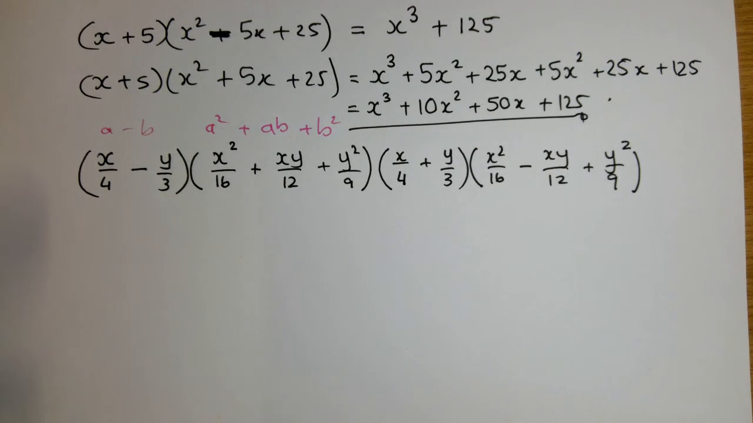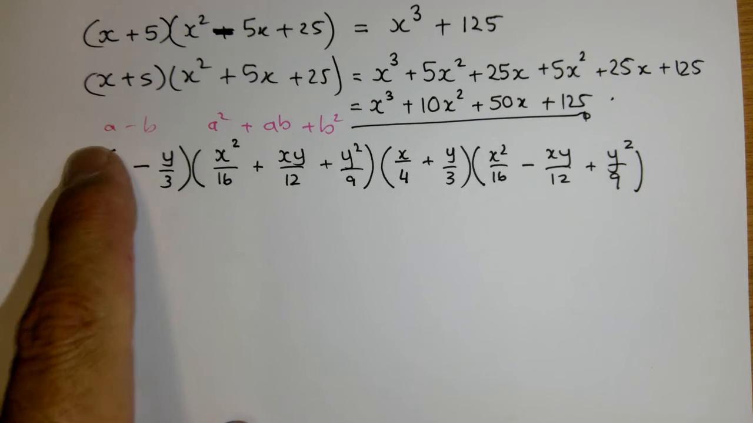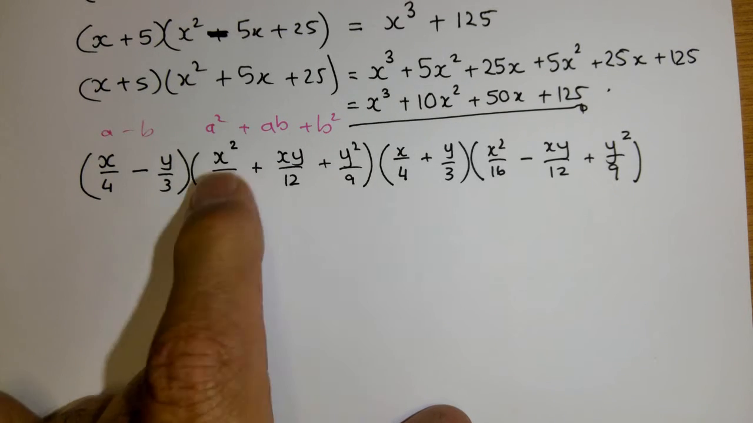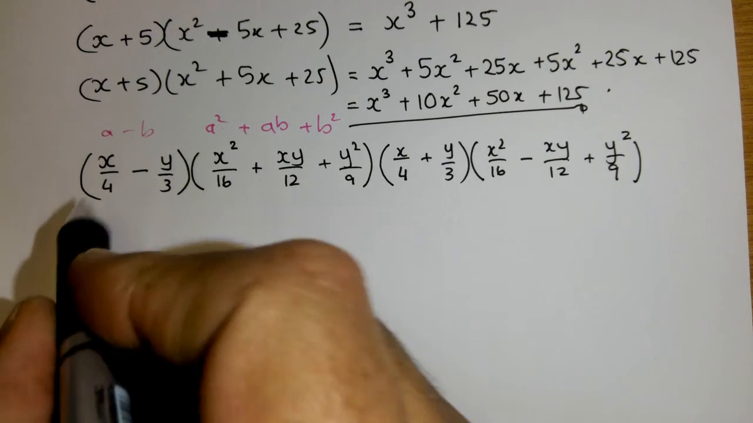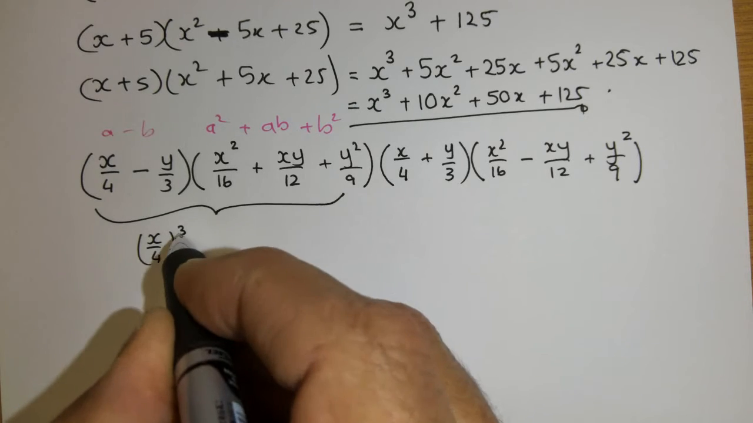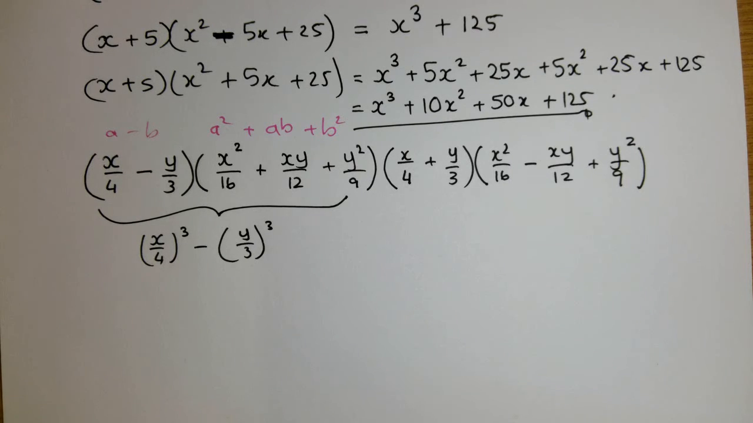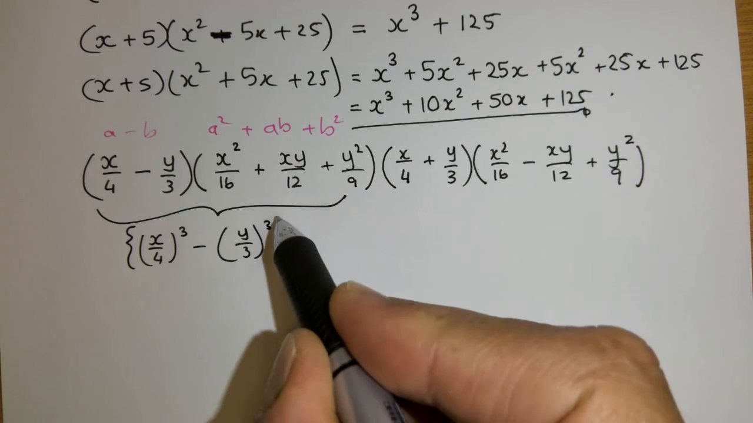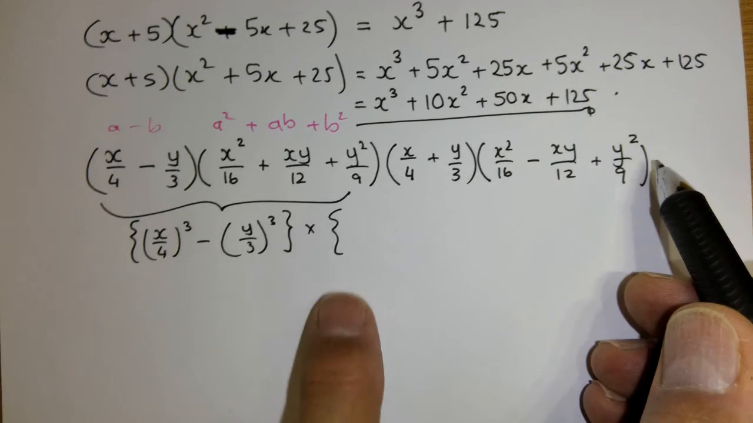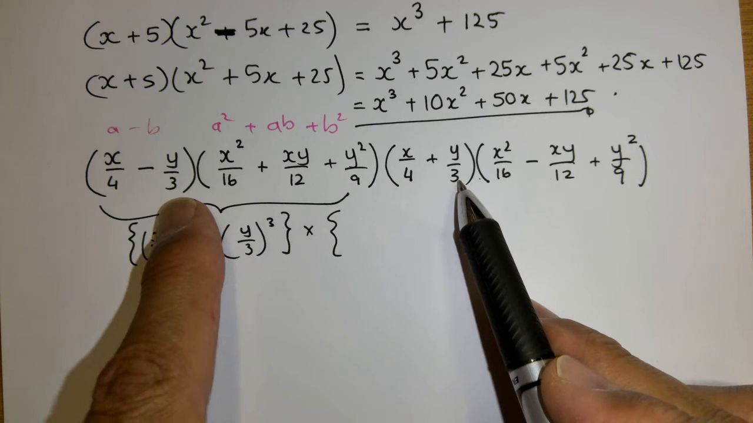Let's see if it is. X over 4 squared is x squared over 16. X over 4 times y over 3 is xy over 12. And here is the square of the second term. So that combination gives you x over 4 cubed minus y over 3 cubed as a result. Now this here, I'm going to use a curly bracket, must now multiply with the outcome of that product. Now if we look at this, these two brackets are identical. Those as well.